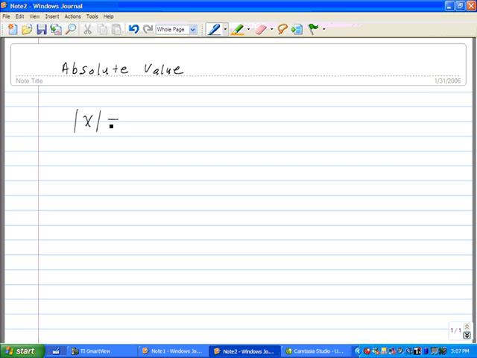Now it can be defined several different ways. One definition you sometimes see is that they will say the absolute value of x is x itself if x is greater than or equal to 0. And that basically means as long as x is not a negative number, the absolute value of x is x itself. Now, we also say that the absolute value of x is the opposite of x if x was less than 0. Again, that means negative.